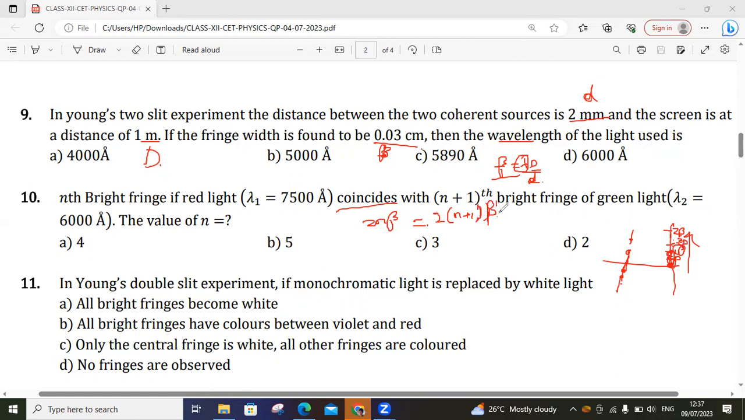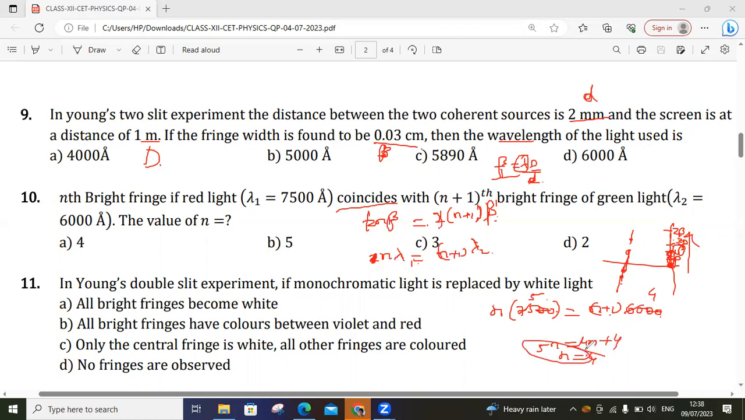Now 2 cancel. So now n lambda d by d, and here also lambda d by d. But lambda is different, D and d are same. So I will cancel them, only lambda I will keep. So this will be n lambda 1, and this will be n plus 1 into lambda 2. Now we can solve. n we have to find. Lambda 1 is 7500, correct? Into n, equals n plus 1 into lambda 2, which is 6000. So 0 cancel, 15 and 12. This becomes 5n is equal to 4n plus 4. n is equal to 4. Correct?